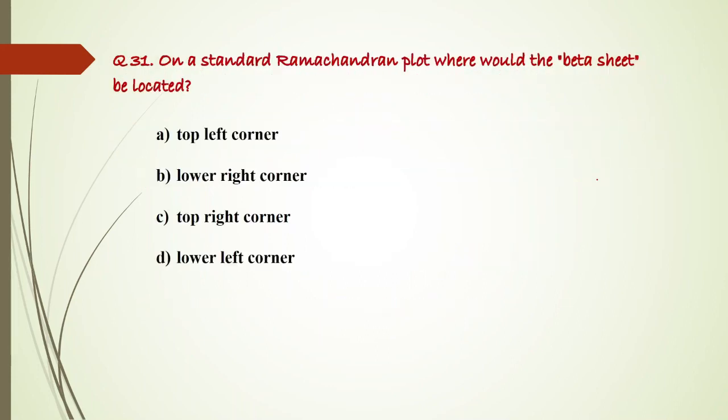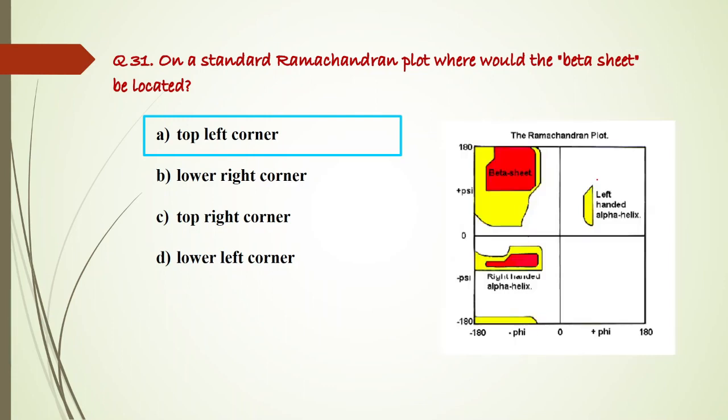Moving on to the next one. Okay, this is a very easy one. I will just quickly show the answer. It states: on a standard Ramachandran plot, where would the beta sheet be located? You all know this is the Ramachandran plot, where the beta sheet regions are mainly found in the top left corner. So that was the basic question.